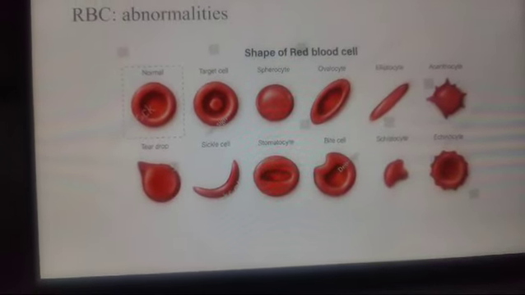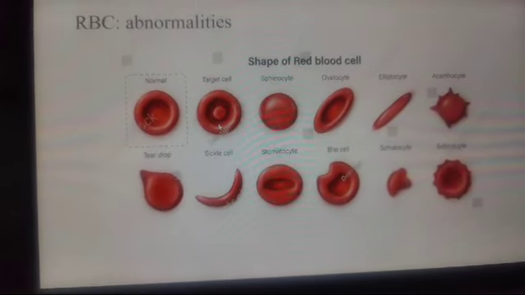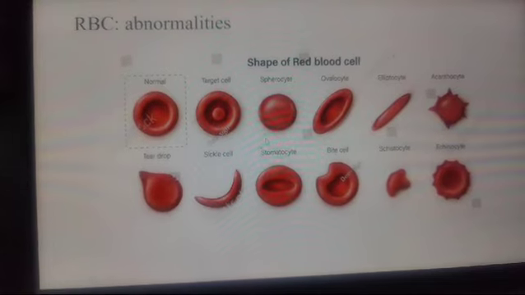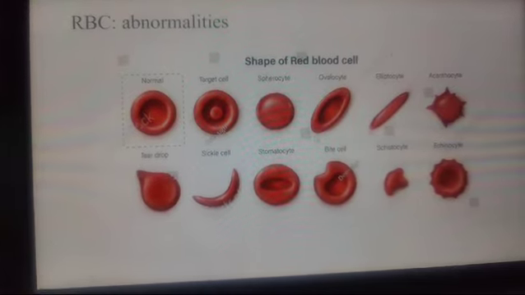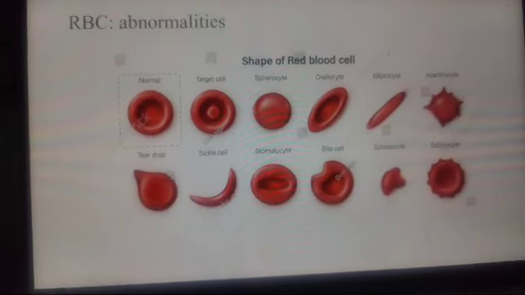The first one, normal. Second one is the target cell seen in iron deficiency anemias, spherocyte, ovalocyte, elliptocyte, acanthocyte, and all the other abnormal shapes.